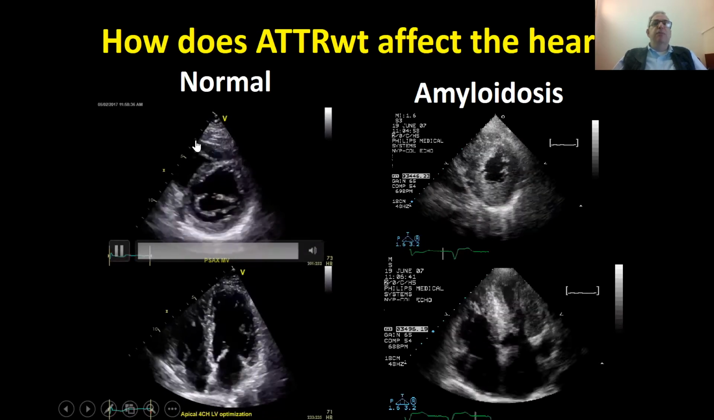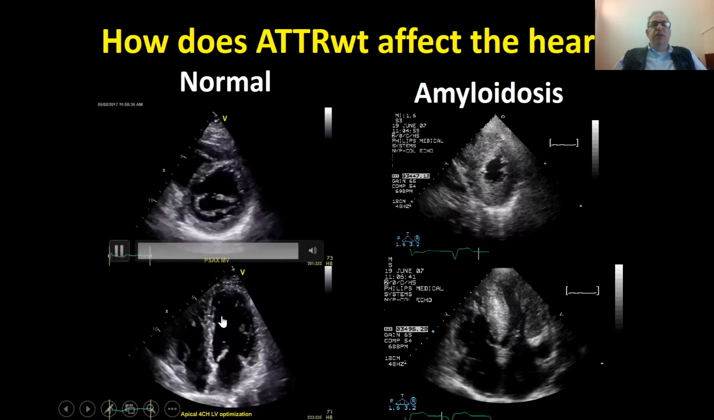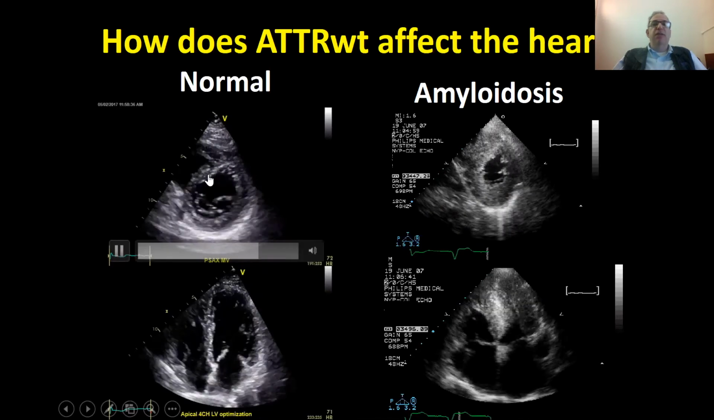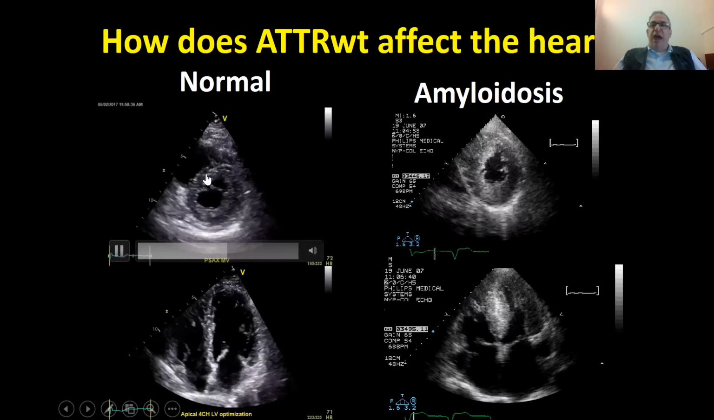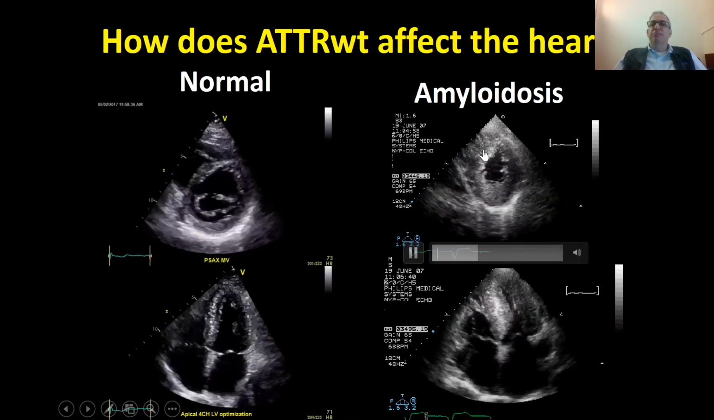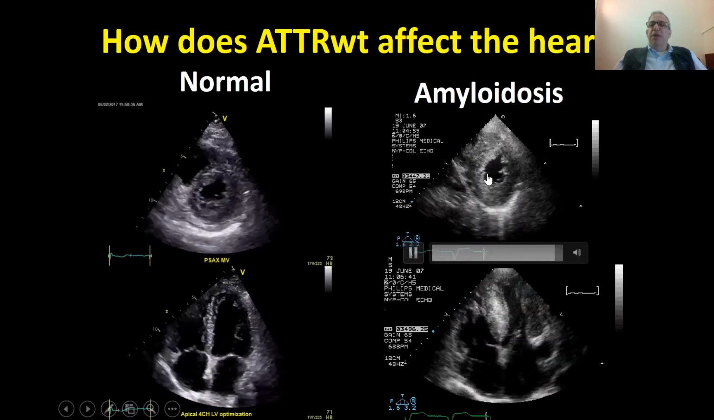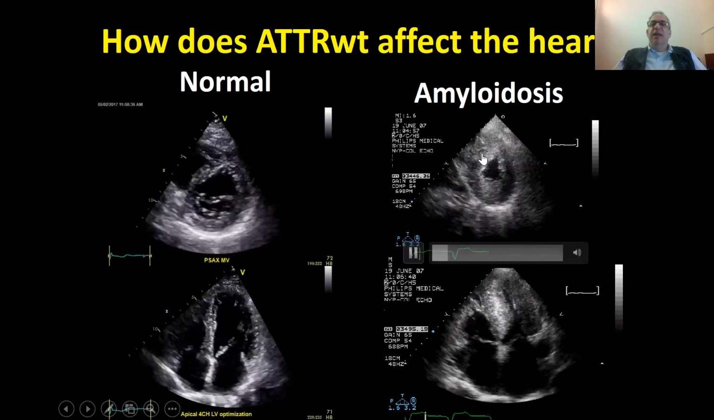Each one of these little yellow dots here is about a width of a centimeter. So I think you can appreciate this heart is not very thick. It's about a centimeter thick. It obviously thickens when it contracts. Here, look at the patient with amyloid. This heart is much thicker. The chamber is much smaller. The cavity of the heart is much tinier. It doesn't look like it contracts as well.